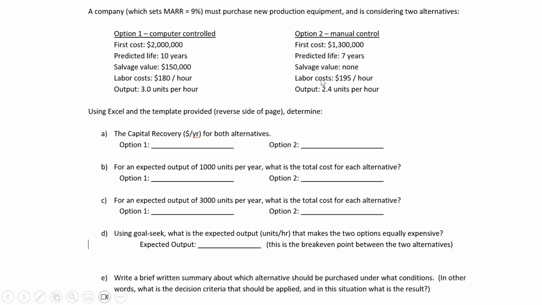If you're going to make 1,000 things, option 1 will do it in fewer hours. Option 2, since it runs at 2.4 units per hour, is going to take more hours to make the thing. So when you compute the labor costs, you have to know the cost in dollars per hour of labor, but also the number of hours of labor that are going to be required. I just wanted to point that fact out, and that also they have different useful lives. So when you calculate the capital recovery, N is going to be different for option 1 versus option 2.